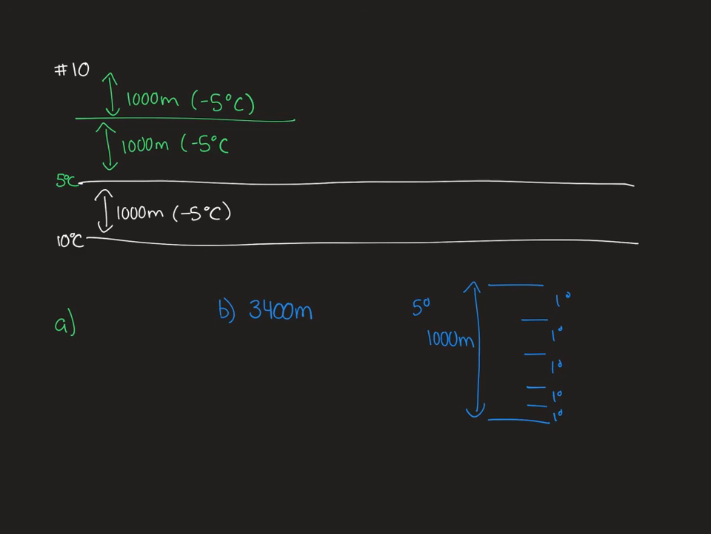Now, we'd have to take 1,000 and chop it into 5 pieces. So if you divide 1,000 by 5, it gives you 200. So every 200 meters, it goes up 1 degree. So you can use this to calculate how much higher 3,400 the temperature, or how much lower the temperature is going to be than with 3,000.